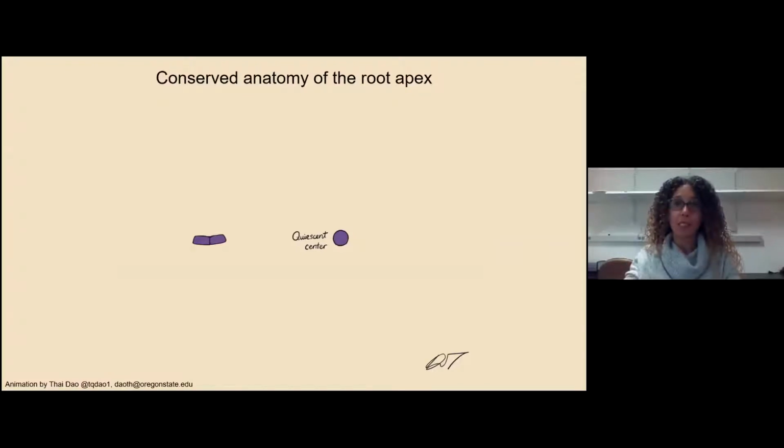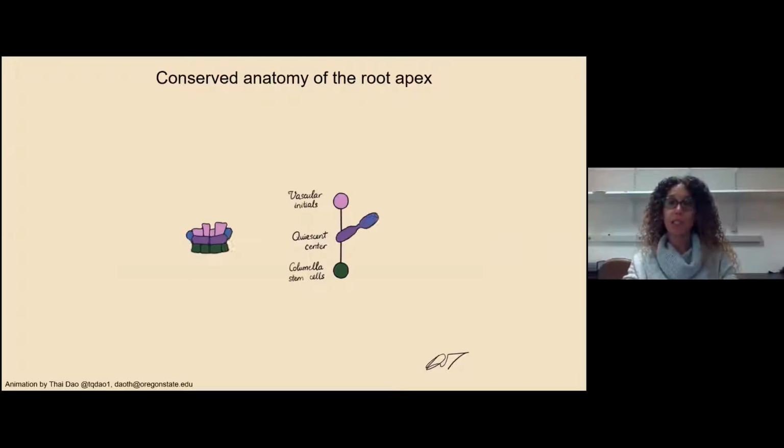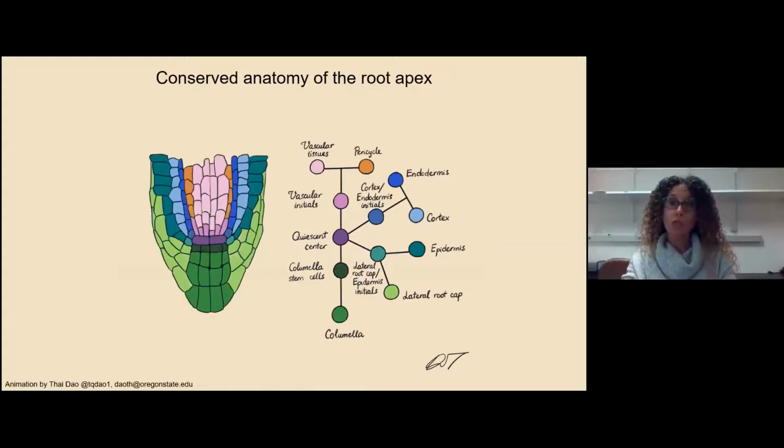Roots manifest these functions by a common set of cell types and tissues that are organized in a conserved way at the root apex. All roots contain a stem cell niche at the root tip, here, which produces cell types along the radial axis. These cells are organized in concentric cylinders that create piles or layers of cells along the root longitudinal axis.